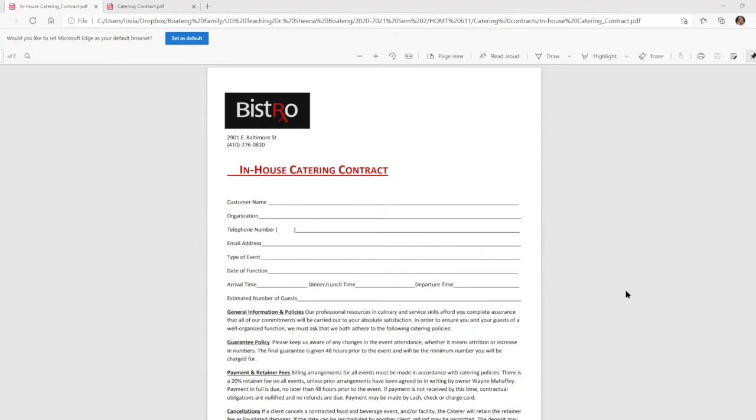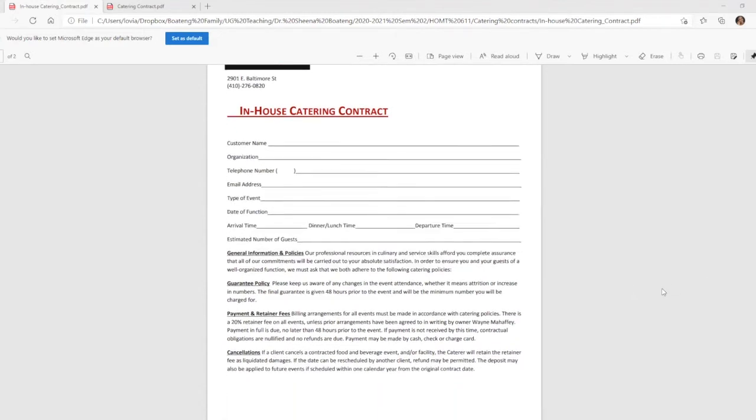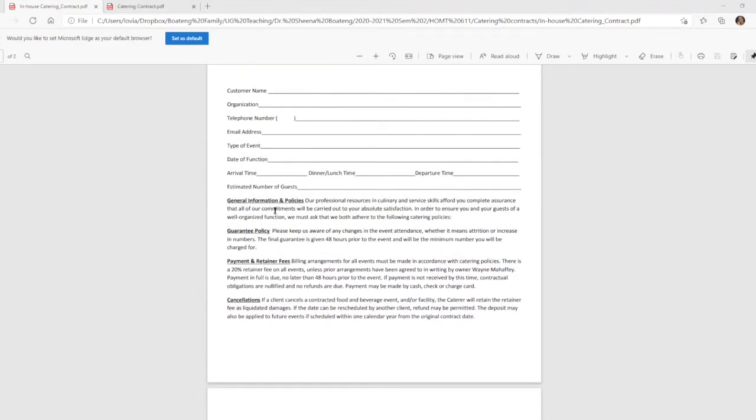Yeah. Great. Then they also ask for the estimated number of guests, which is very, very important, right? So this, once it's agreed upon, will end up becoming the guaranteed number of guests who are expected to attend the event. Then it goes on to talk about the general information and policies, and it reads as follows. Our professional resources in culinary and service skills afford you complete assurance that all of our commitments will be carried out to your absolute satisfaction. In order to ensure you and your guests of a well-organized function, we must ask that we both adhere to the following catering policies. 1, guarantee policy. Please keep us aware of any changes in the event attendance, whether it means attrition or increase in numbers.